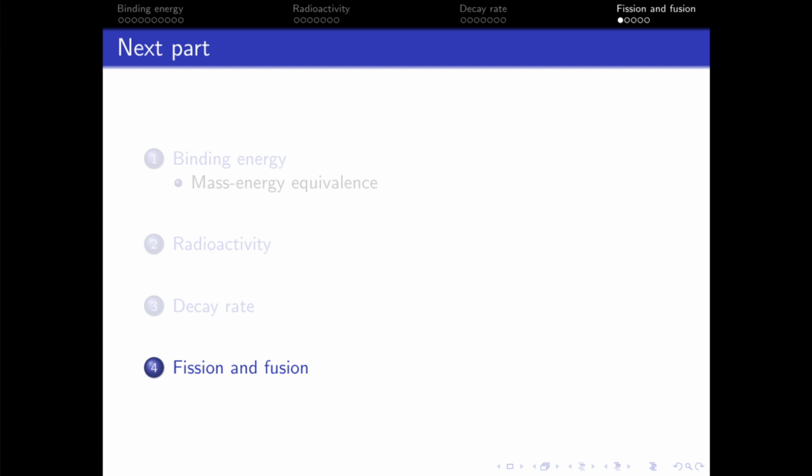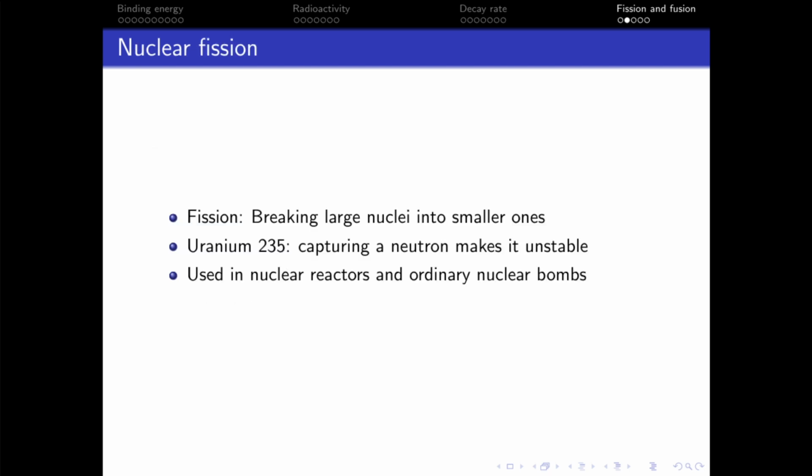Fission and fusion are the two main types of nuclear reactions. So fission first is the type of reaction in which we start off with, in general, very heavy nuclei, and we break them down into smaller ones. So with fission, you always start off with something large and end up with something a lot smaller.